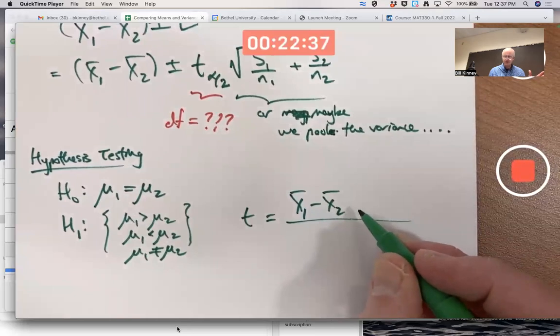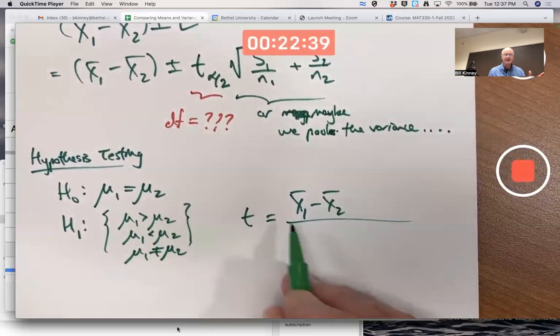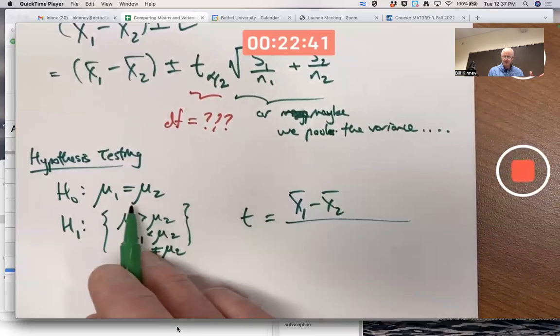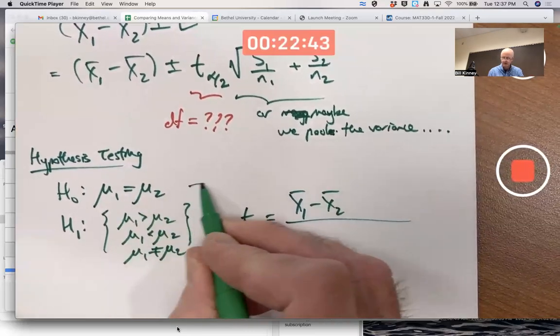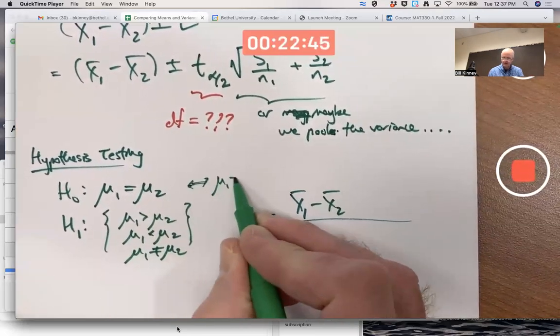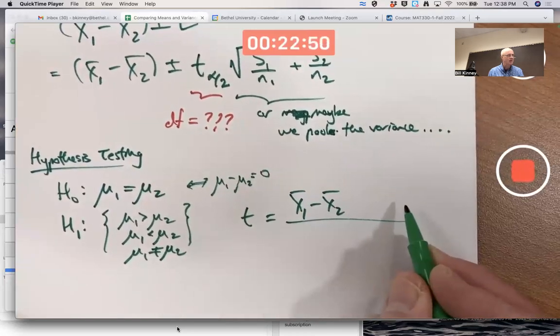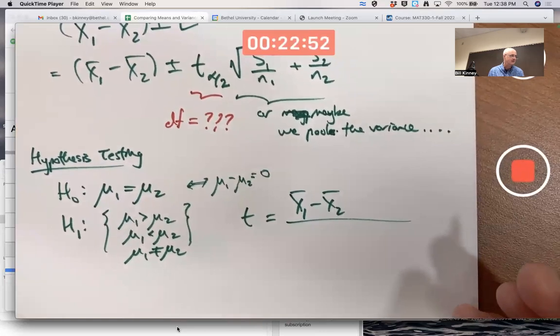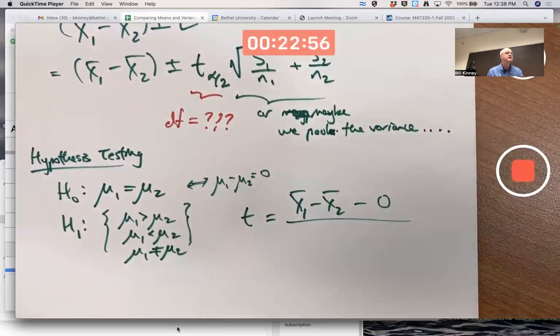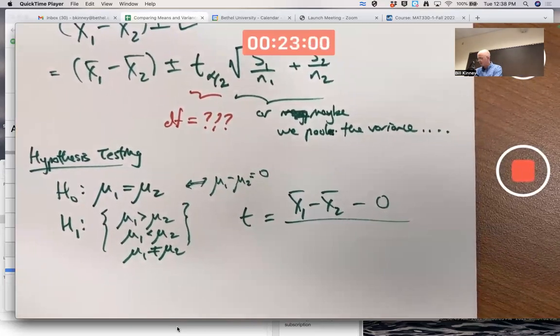But what's the null value here? Is it mu1? Is it mu2? No, it's 0. If we're testing mu1 equaling mu2, that's equivalent to mu1 minus mu2 is 0. We'd be subtracting 0 here, which you don't have to write because when you subtract 0, it doesn't affect anything. I mean, I could write it for emphasis. Actually, the book gives you a more general formula here.